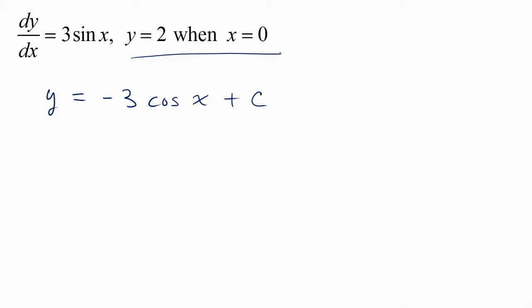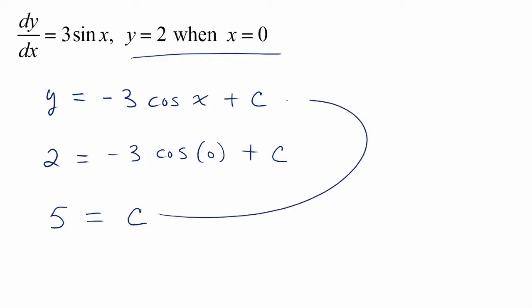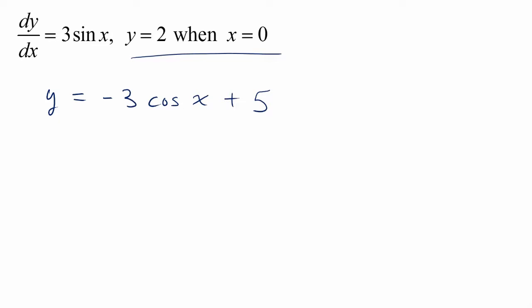So let's substitute the values in for x and y. So y is 2, and that happens when x is 0, plus C. And now we solve this. Cosine of 0 would be 1. So 1 times negative 3 is negative 3. Adding 3 to both sides, we get 5 is equal to our constant. So let's now take this value for C and substitute it back into the general solution. Therefore, our particular solution would be y equals negative 3 cos x plus 5.